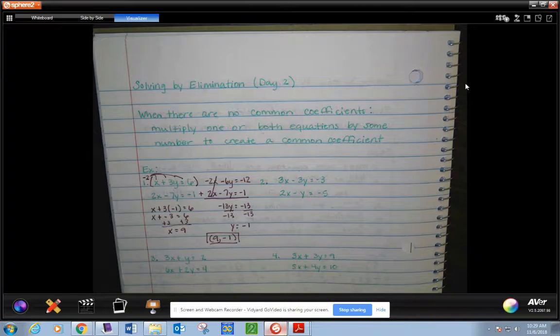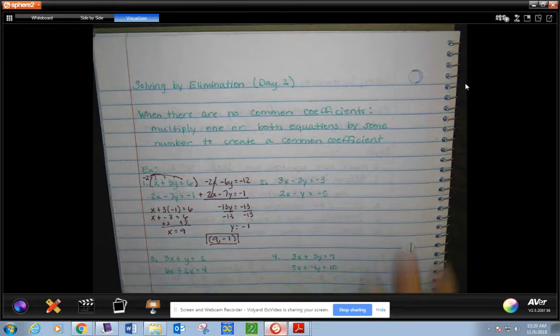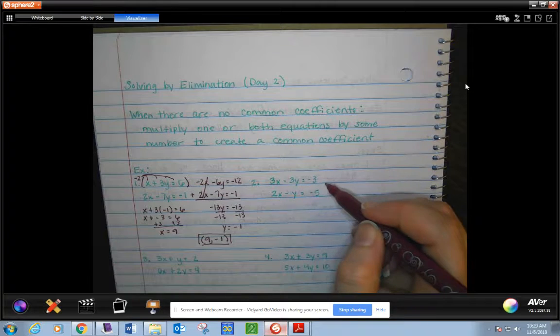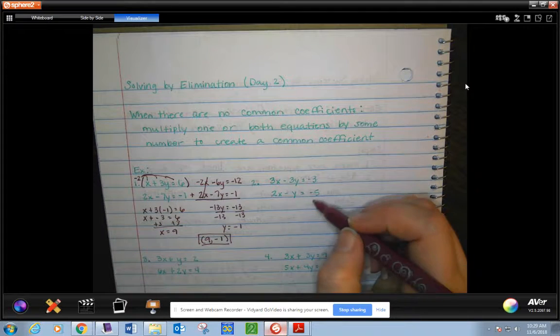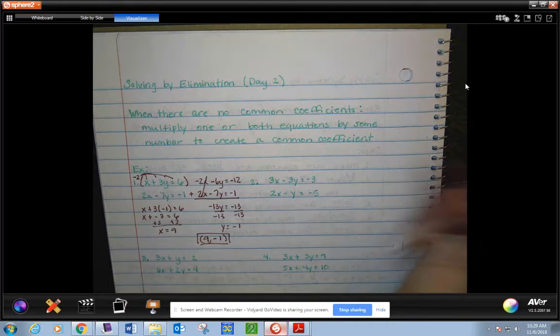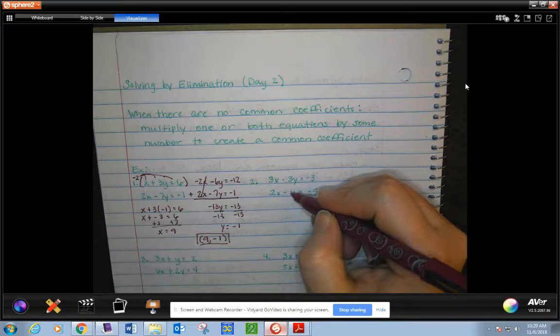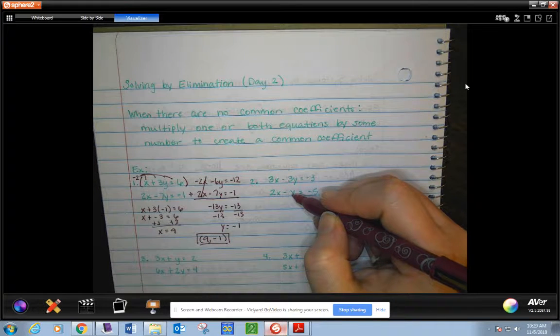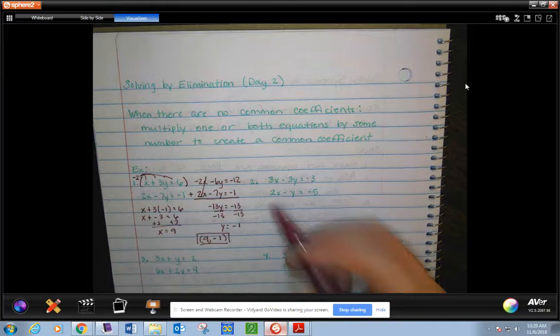Okay, for example 2, I have 3x minus 3y equals negative 3, and I have 2x minus y equals negative 5. My x's are 3 and 2, and the first multiple they share is 6. My y's are 3 and 1. The first multiple they share is 3. You can take your pick and multiply which one you want to. I like 3 better than 6, even though 6 isn't hard.